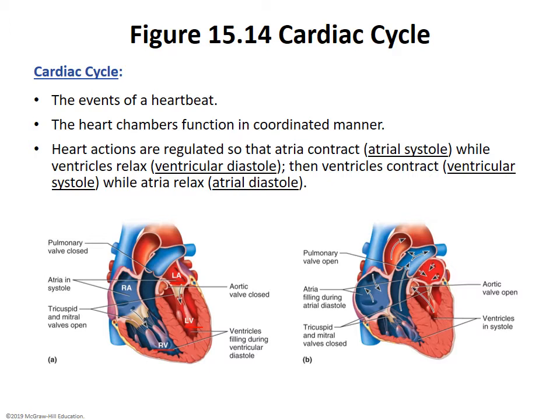So in order to move the blood through the heart in an orderly manner, we have to have regulation of how it pumps. It can't just squeeze all at once. It has to have a flow to it. So atrial contraction, called atrial systole, during that time the ventricle will relax, called ventricular diastole. When the ventricles contract, ventricular systole, the atria relax. And so it's kind of this wave that goes through.